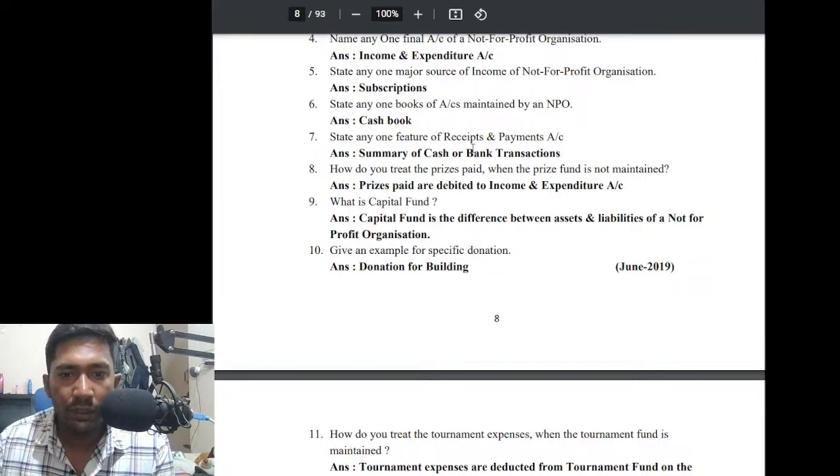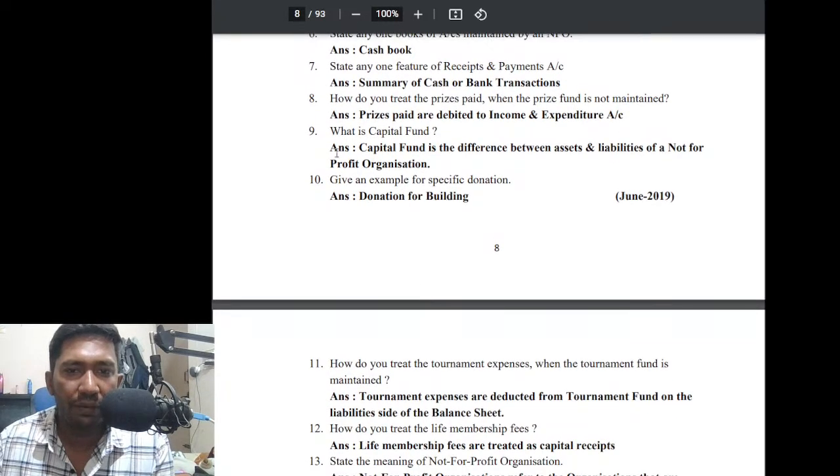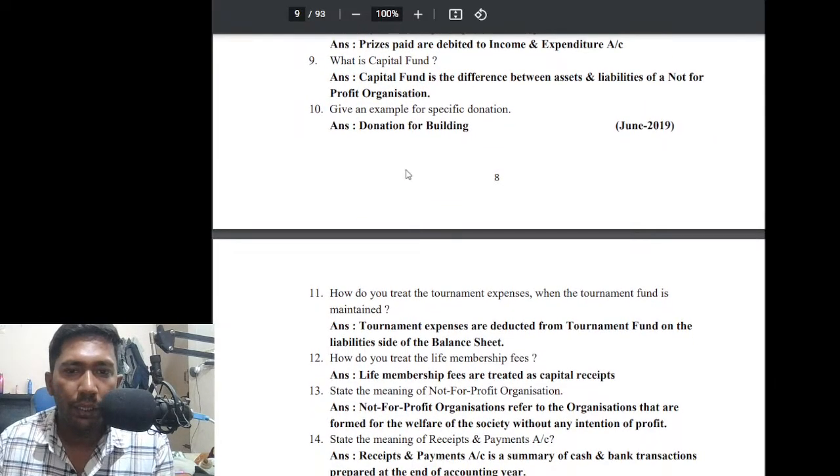Then next we have, this question they have asked so many times. What do you mean by capital fund? Capital fund is the difference between assets and liabilities of a not-for-profit organization. If assets are more than liabilities, the difference amount we consider as capital fund. Okay. The next they have given this also, they may ask you, give an example for specific donation.